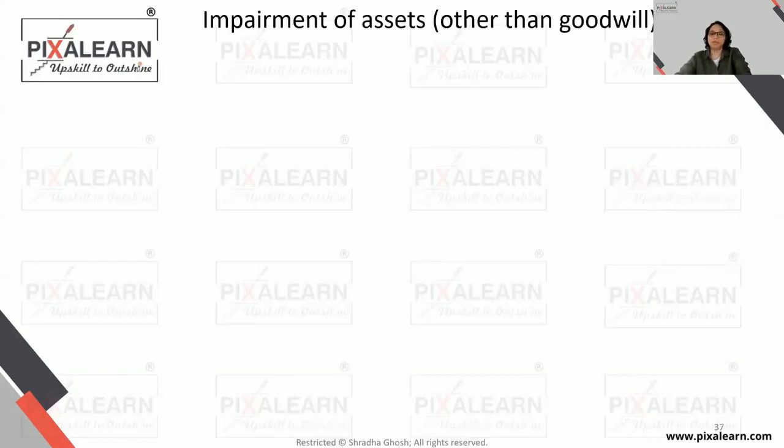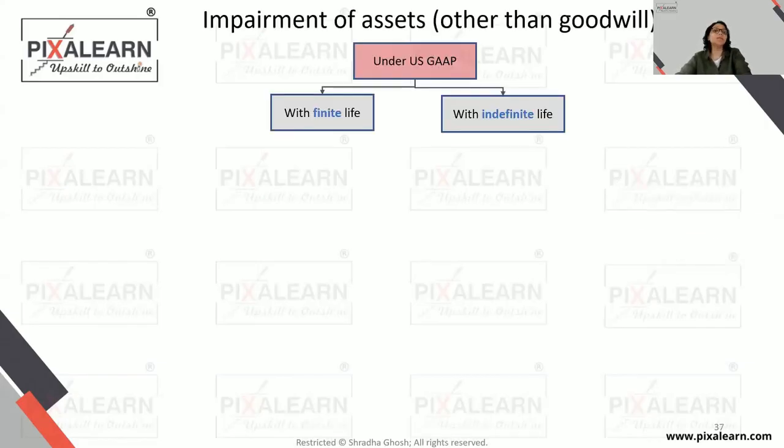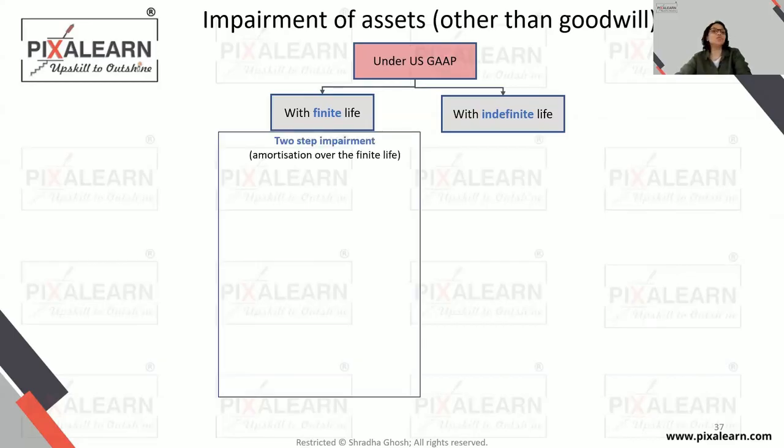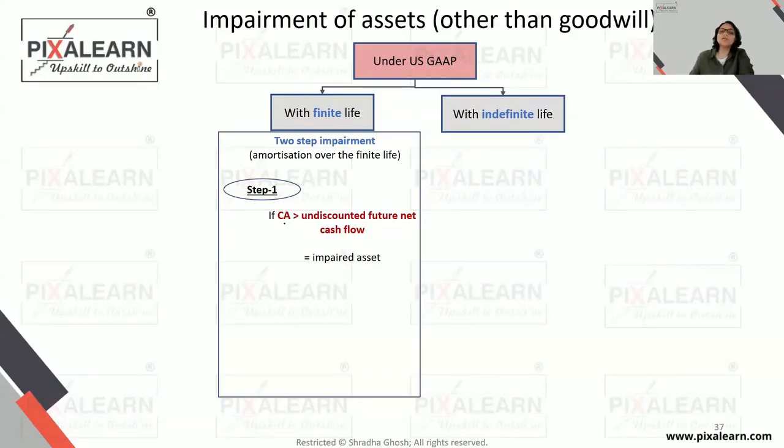What about the impairment of all the assets other than goodwill? Now, first remember, if it's a finite life asset, there's a two-step impairment process. First is a little more relaxed. We are saying, don't go into the hassle of figuring out the market value of the product. You just figure out what is the amount.